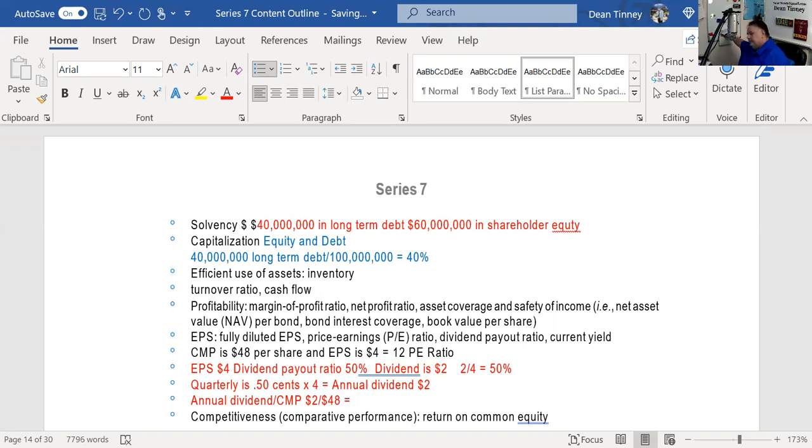Let me get my calculator. And let's see. So $2 divided by 48. I get a current yield of a little over 4%, 4.1, 4.2. Rounding on the test, by the way, would not make a distinction in your answer.